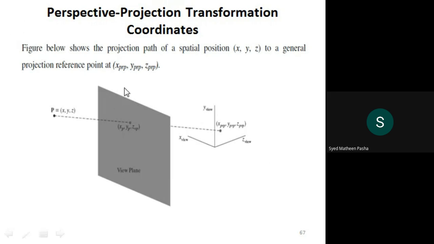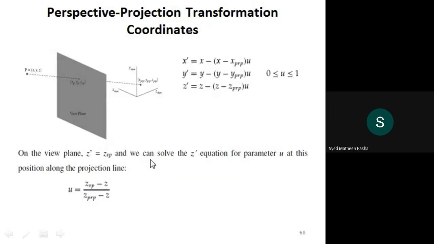What does this figure indicate? The projection path of the spatial position. That is, this is the projection path which happens here with respect to X, Y, Z to a general projection reference point at XPRP, YPRP, as well as ZPRP, which basically tells the projection path with respect to some reference point. With the help of what? This acts as an interface here, that is the view plane. Then there is the simultaneous representation of transformation coordinates with respect to X, Y, as well as Z axes.